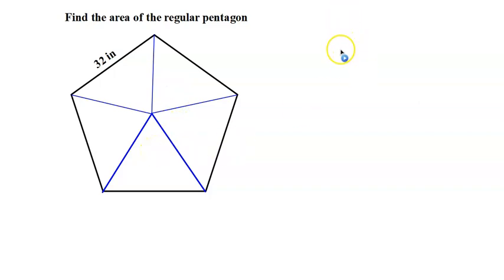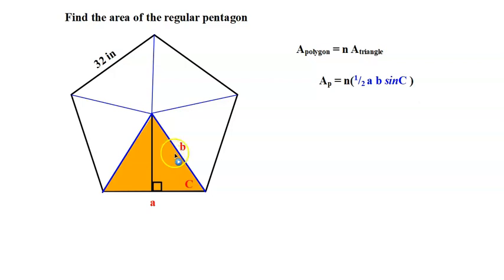So what I can do with my formula here is the area of the polygon is going to be n times the area of the triangles. Well, n is how many triangles we have, right? I've got 5 triangles, so in this case, n is 5. And we want the area of a triangle, which we said was 1/2 AB sine C. I'm just going to deal with one triangle, just this triangle right here, because all of them are the same, so if I find one of them, I find them all.